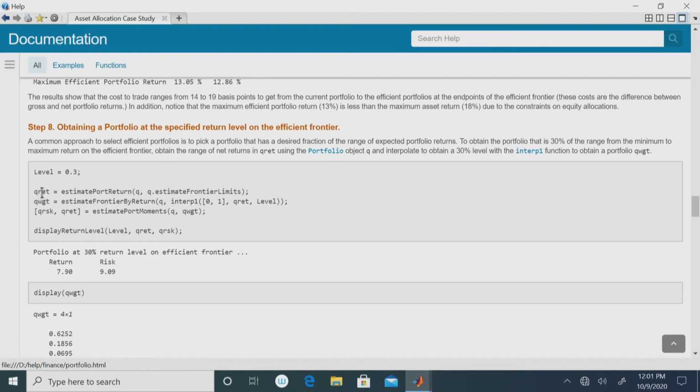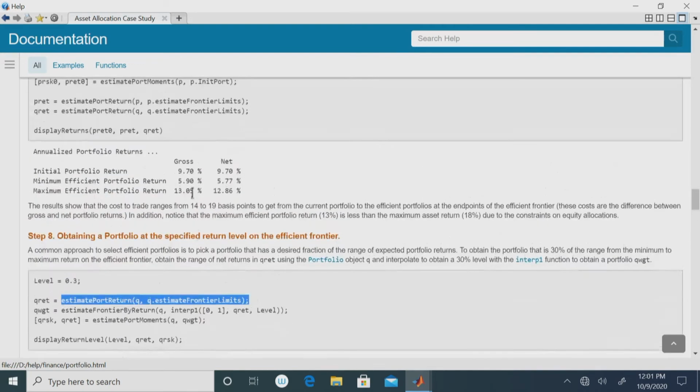So, we identify Q return. Remember that you have to use Q return instead of P return, because from the practical point of view, the transaction cost has to be accounted for. When we obtain a portfolio at a specified level of return, you can of course specify your level of returns in terms of gross or net. If you are looking at net return, which is what matters, you can choose any level of return between 5.77 and 12.86. This again gives you flexibility of choice in terms of your investment level.